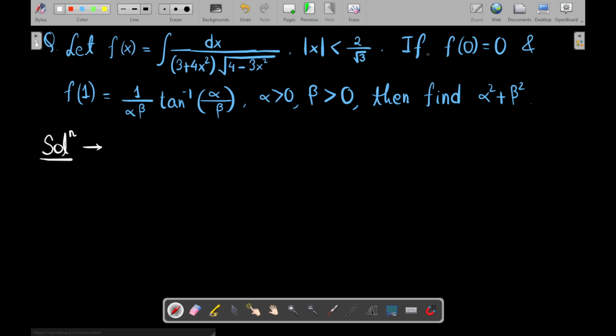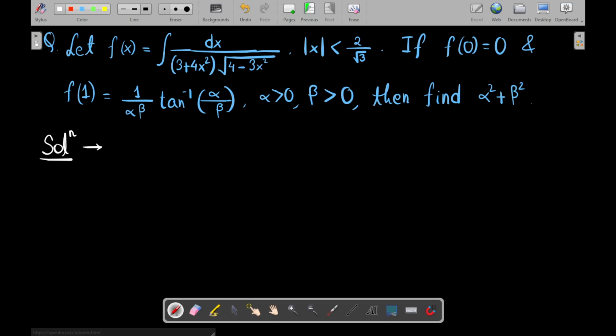We are given two additional conditions such that f(0) is equal to 0 and f(1) is equal to 1 upon alpha beta times tan inverse of alpha upon beta, where alpha and beta are positive real numbers, and we are asked to find the value of alpha square plus beta square.